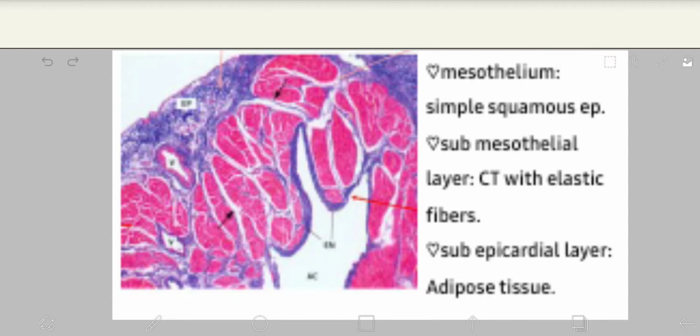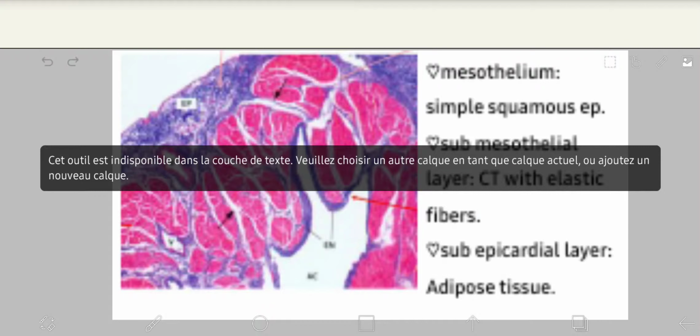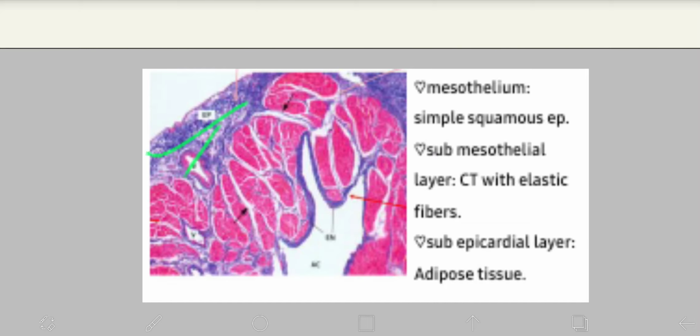parietal and the visceral layers of the pericardium. So these 2 layers are very similar in their histological structure. So they have basically the same layers, and so what we see in this picture here. So this is the epicardium. So this is only the visceral epicardium. So this is the cavity, and then on the outside we have the parietal epicardium.